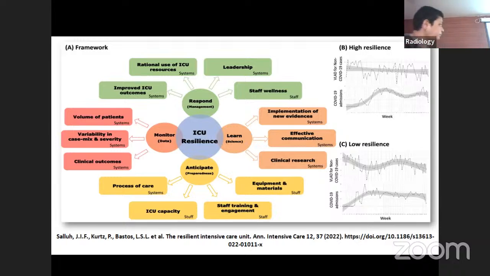So this is a recent article. They look at how you can measure it.